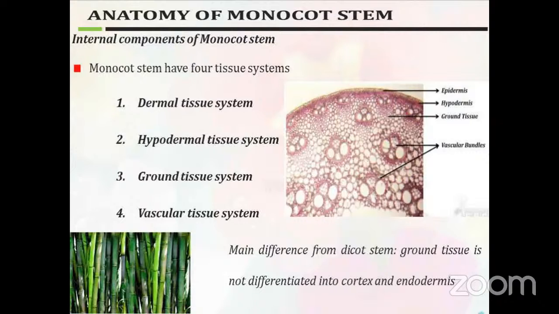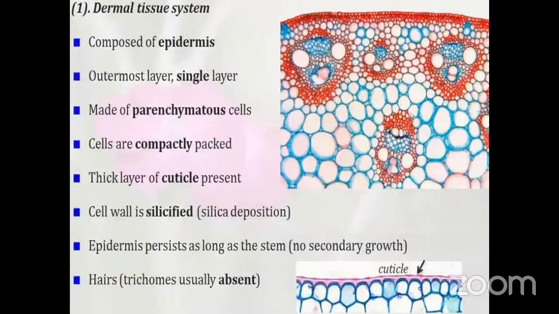In this picture, you can see clearly epidermis, the outermost layer, then hypodermal tissue system, the next to the epidermis, and ground tissue system. That remaining part fully is known as the ground tissue system, and vascular tissue system. So it comprises of xylem and phloem, no cambium in this monocot stem. The main difference from dicot stem is ground tissue is not differentiated into cortex and endodermis in monocot. Then coming to the dermal tissue system, first one, so composed of epidermis.